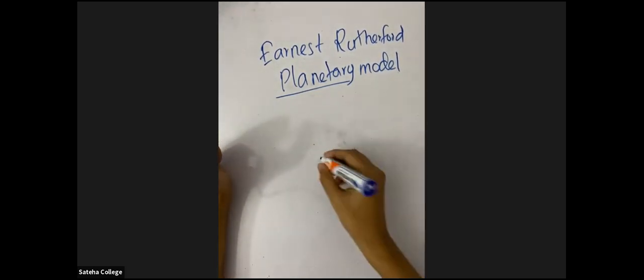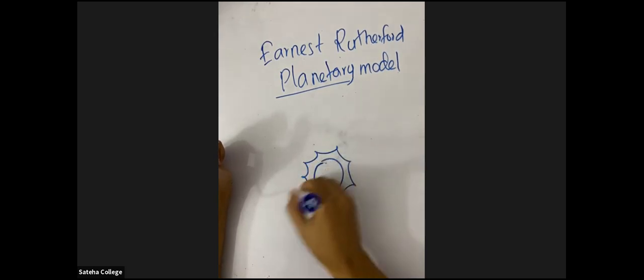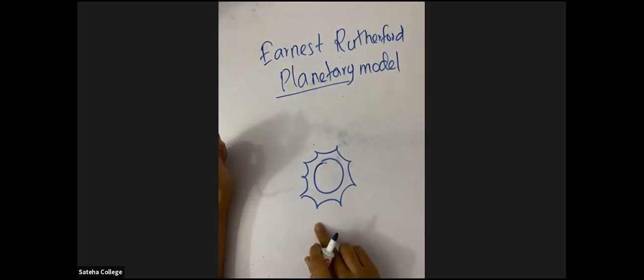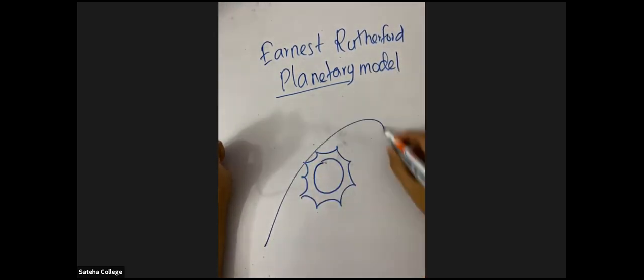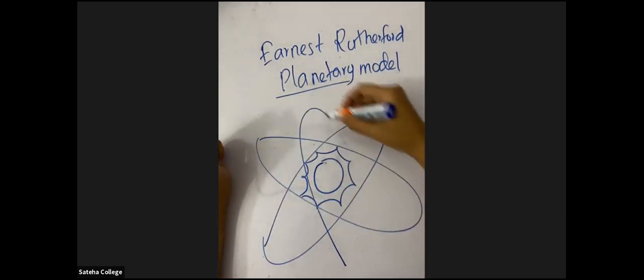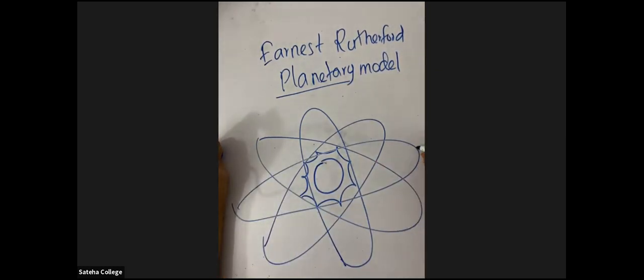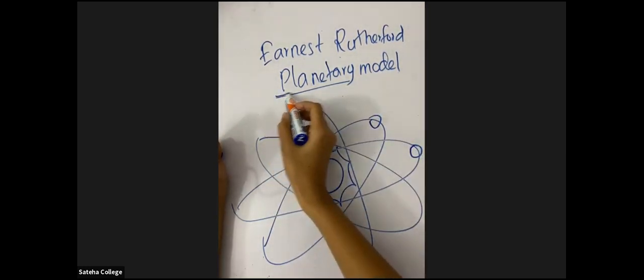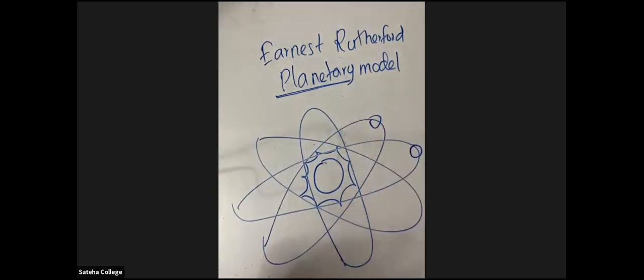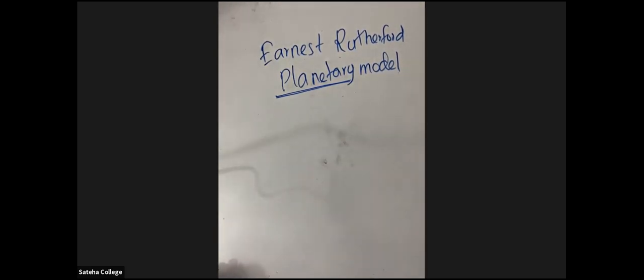Now when you take the solar system, what do you have in the center? You have the sun in the center. And what can you say about the planets in the solar system? Yes, they are revolving around the sun. The planets are revolving around the sun. So that's what he gave the name planetary model. Now let's study what is this planetary model.